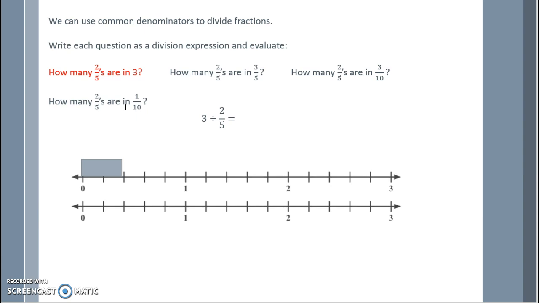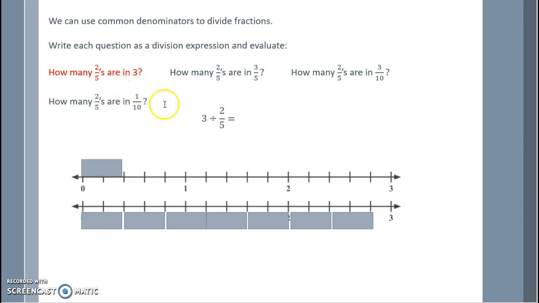On my top line, I have 2/5. On my bottom line, I have 3. I want to know how many 2/5 can fit into 3. So if I were to count them, there would be 1, 2, 3, 4, 5, 6, 7, and then 1/5 left over, and 1/5 is half of 2/5. So that would give me 7 1/2.